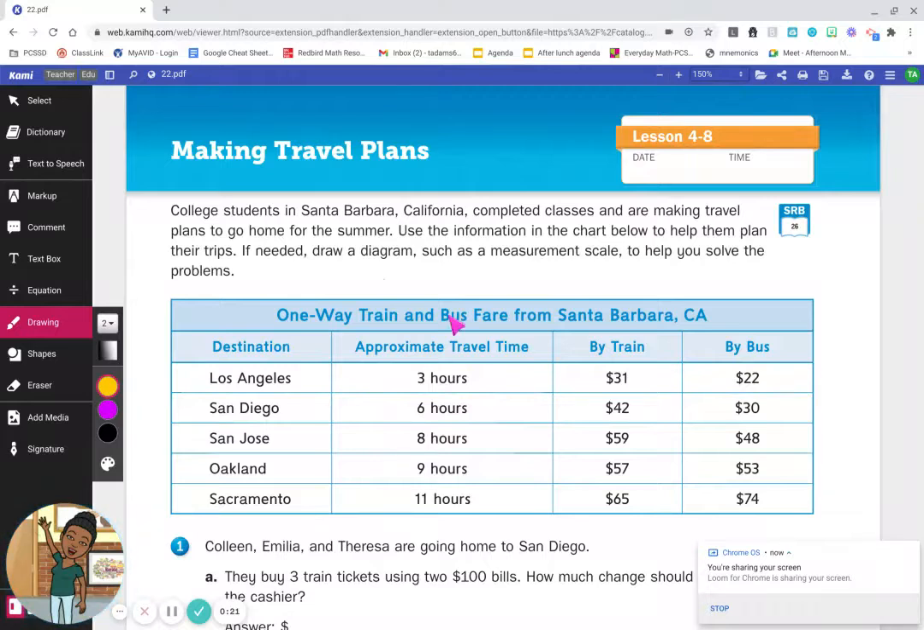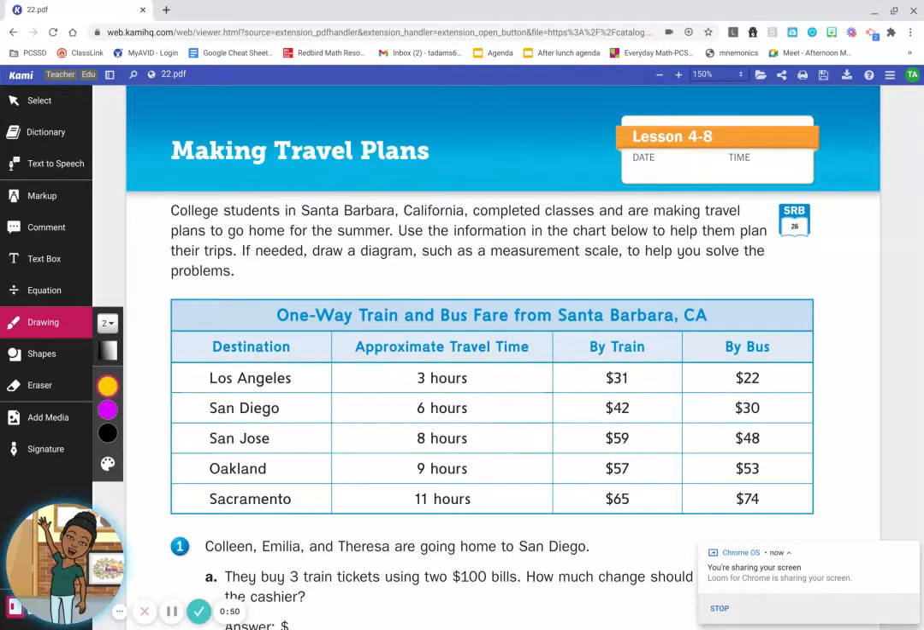College students in Santa Barbara, California, completed classes and are making travel plans to go home for the summer. Use the information in the chart below to help them plan their trips. If needed, draw a diagram, such as a measurement scale, to help you solve the problems. Before we start, let's become familiar with this chart. One-way train and bus fare from Santa Barbara, California.